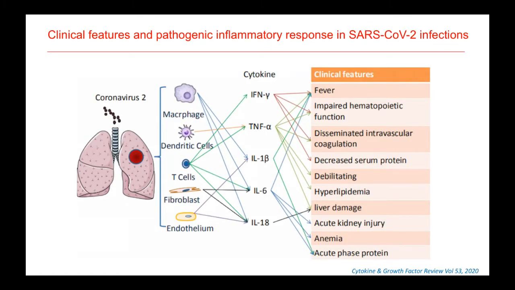This is a very quick glance: when we are infected with the virus, different cellular systems in the lung get activated, primarily macrophages, dendritic cells, and T cells. Once activated, these cells induce different kinds of cytokines, and these cytokines lead to immunopathology, or disease pathology, leading to fever and various symptoms.